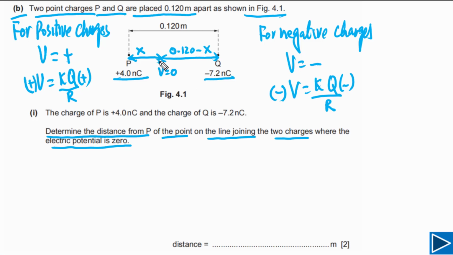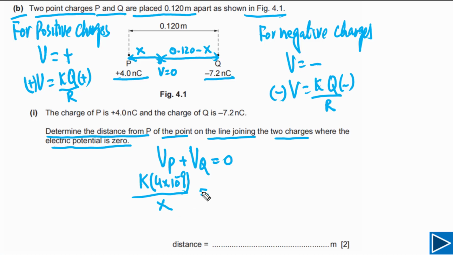It is given to us that we need to find the point where potential is 0 due to these two charges. So first we write down the potential of P. So we will say the potential of P plus, potential is a scalar quantity, so Vp plus Vq has to be equal to 0. Now Vp, the potential due to positive charge, is kQ. Q in this case is 4 nanocoulombs. So this is 4 times 10 to negative 9 coulombs divided by distance. Distance is equal to x.